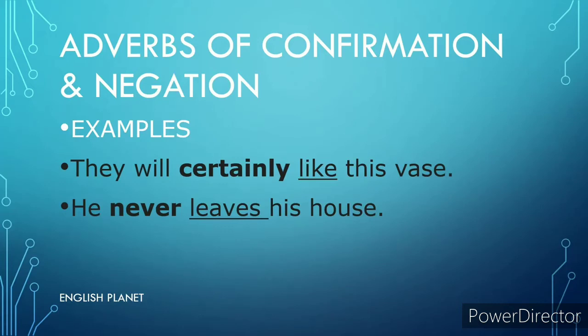Second one, he never leaves his house. Can you identify the verb in this? Leaves. Leaves is the verb. So he never leaves. So the sentence says he never leaves his house. So this is an adverb of negation, denial. So this is about adverbs of confirmation and negation.